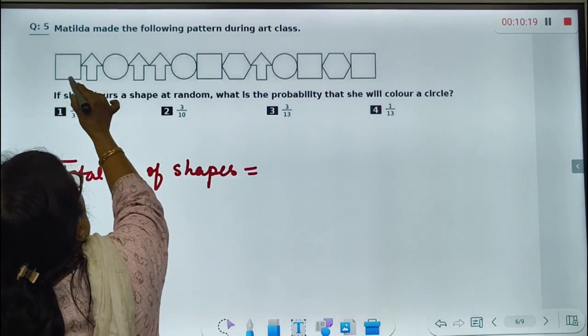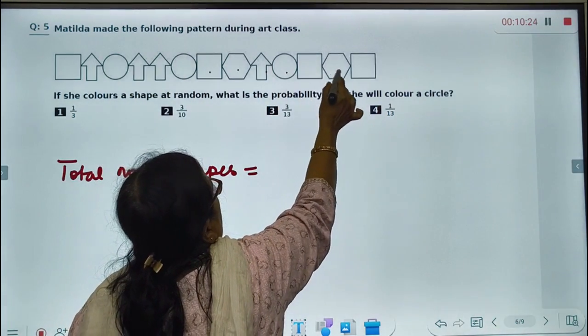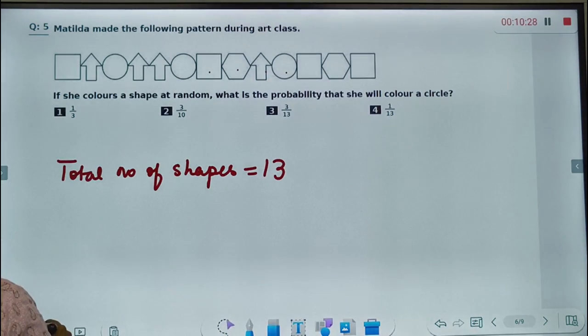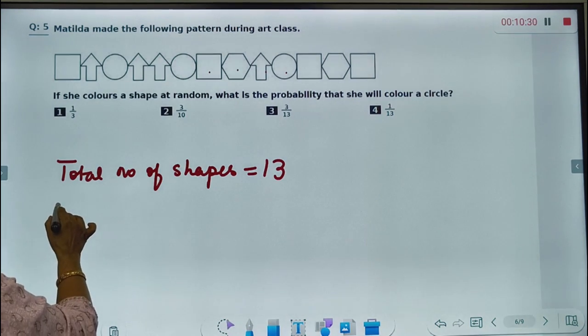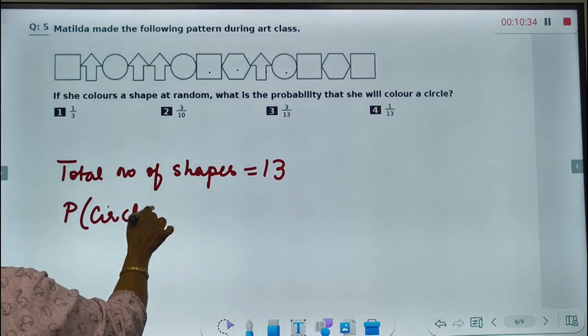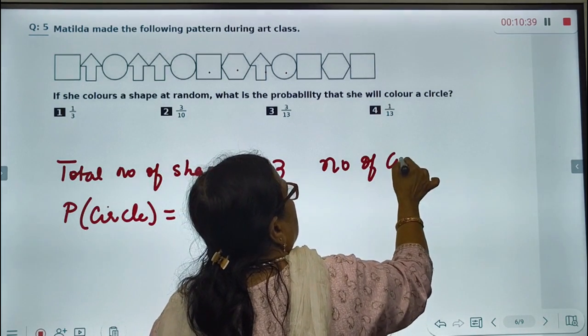Total number of shapes will be 13. The question is, what is the probability that she will color a circle? Probability of getting a circle. For that, you have to see how many circles are there.